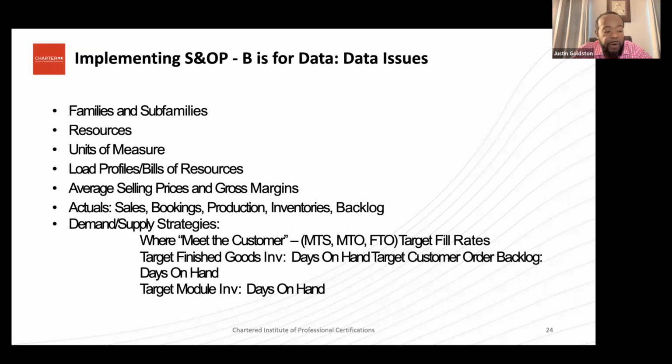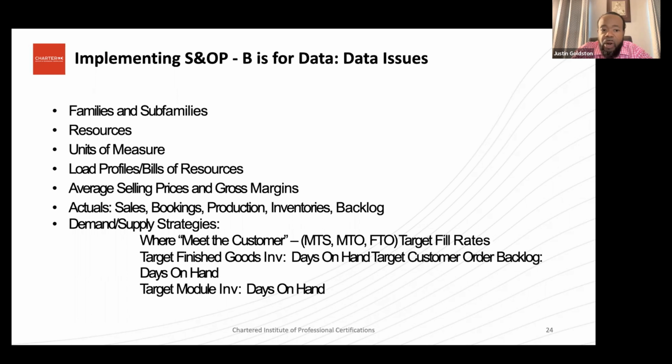Again, horror stories where I've seen customer service reps have this information in an Excel spreadsheet, but not have it in the ERP system. And it wreaked havoc from a forecasting S&OP perspective. So keep that in mind. Ensure that we have one system of record. We have one source from an S&OP and forecasting perspective. And then we also have the demand and supply chain strategies that are in and transparent to everyone.